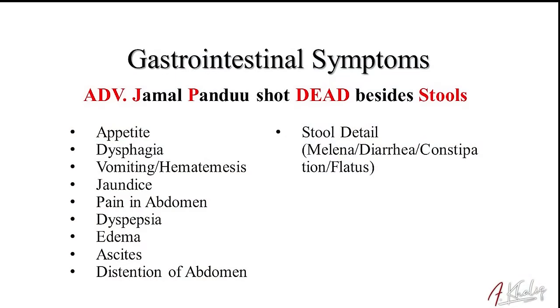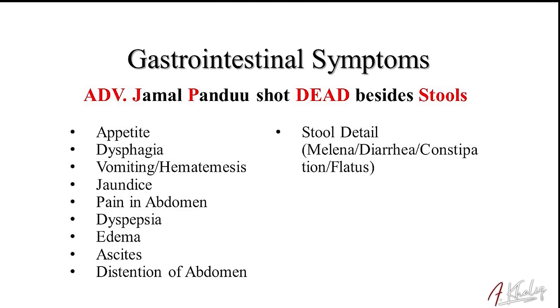Now let's move on to the gastroenterology or just GI system. So what do we have here? We have here an advocate who was shot dead beside a stool. Yes, stool. That's for sitting. And the reports also say that the name of the advocate was Jamal Pandu. Yeah, I know it's a made-up name.